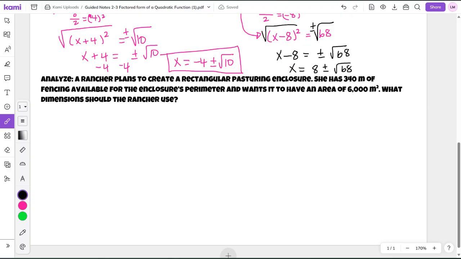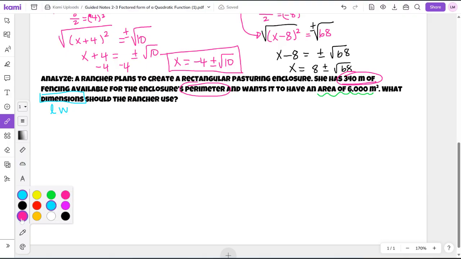First of all, she has 340 meters of fencing available for the perimeter. All right, so those things are going to go together, so we want to circle those. And then we want an area of 6,000. We want dimensions for our answer, so that means length and width are my dimensions of perimeter and area of a rectangle. Okay, so I know what I'm looking for. I know the things that I've been given.